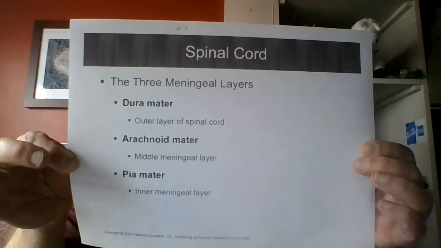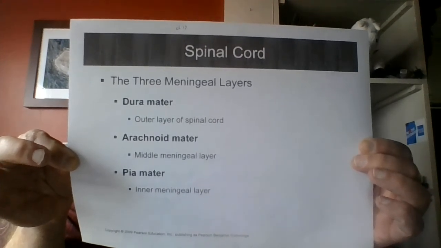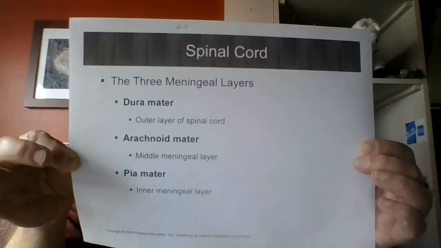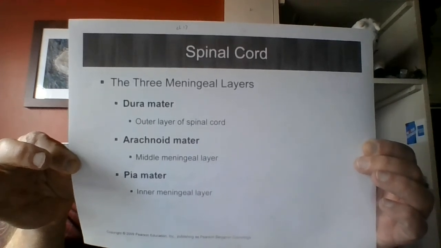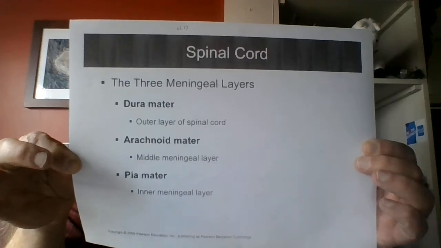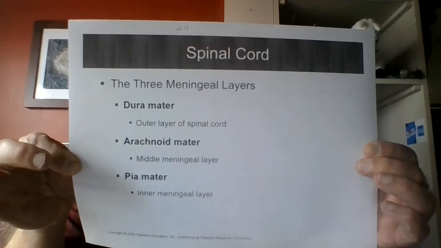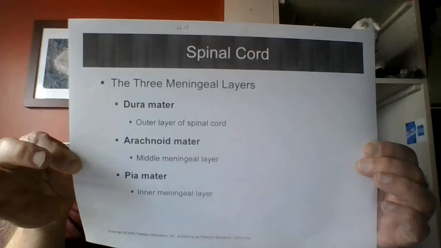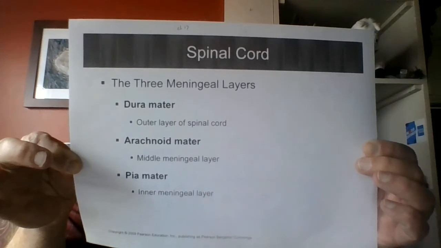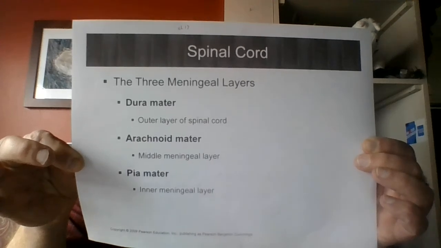Starting from the inside out, we have the pia mater, which I call like the cellophane. It's very, very tight, bound to neural tissue. Blood vessels serving the spinal cord run along the surface of the pia mater. The next layer going out is the arachnoid mater. Within this, we have a layer called the subarachnoid space, and it is filled with spinal fluid.